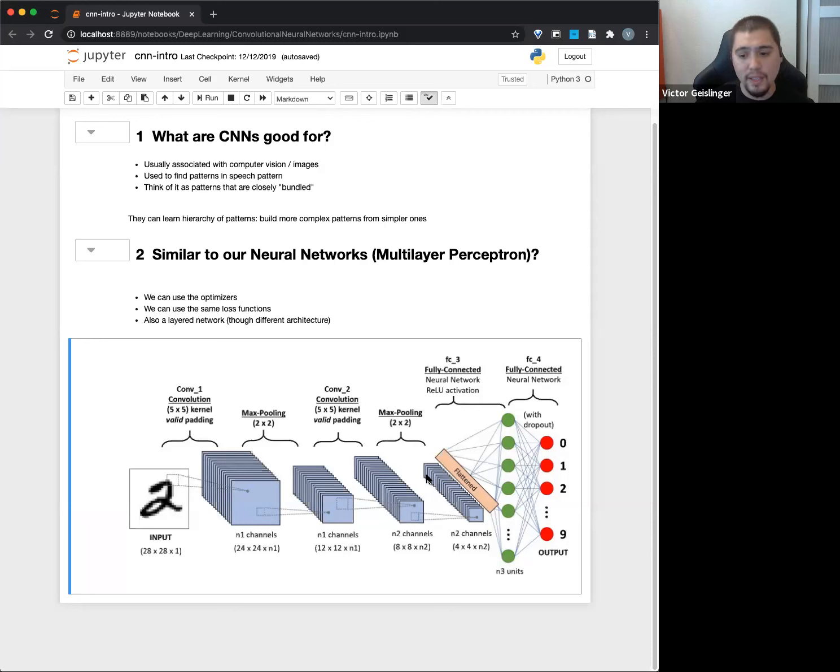And then at the very end of this, we connect it to a traditional fully connected neural network, a multi-layer perceptron, right? And basically say, at this point, we have a bunch of features. Take this vector of features, figure out the patterns within there, and give me a classification. Okay, does that make sense?